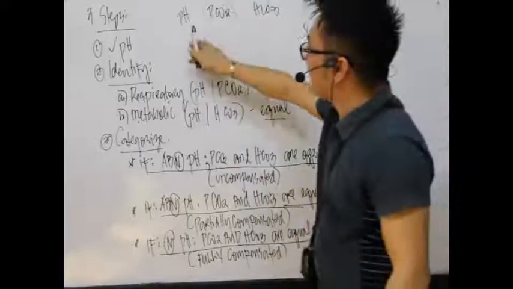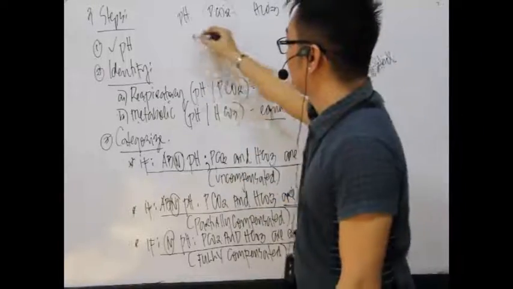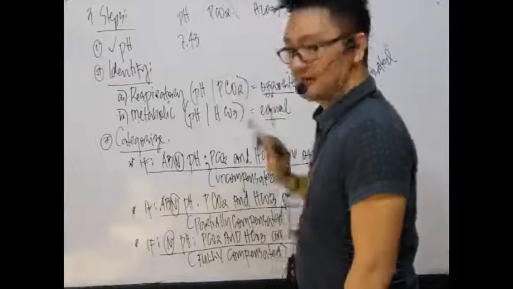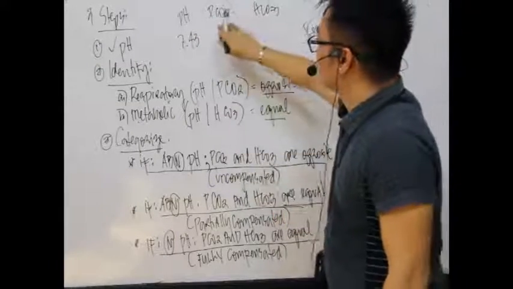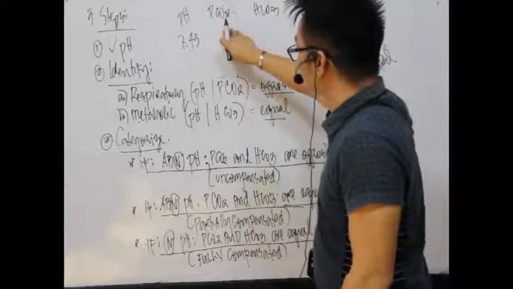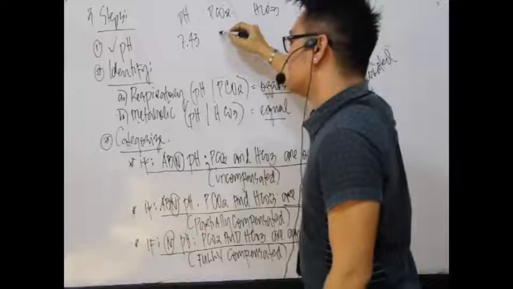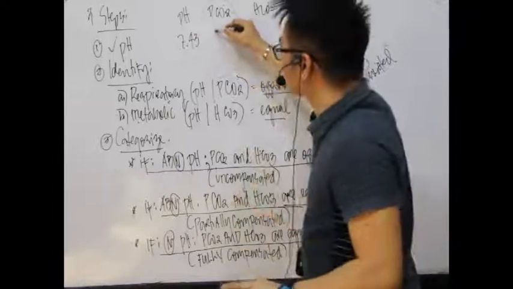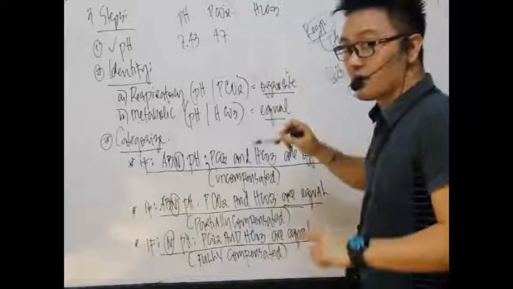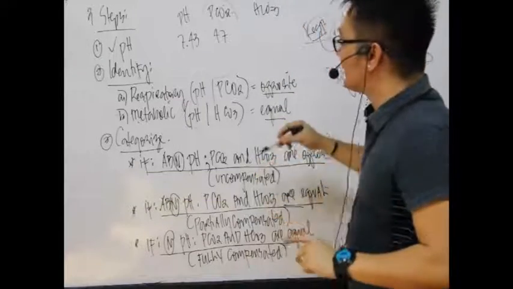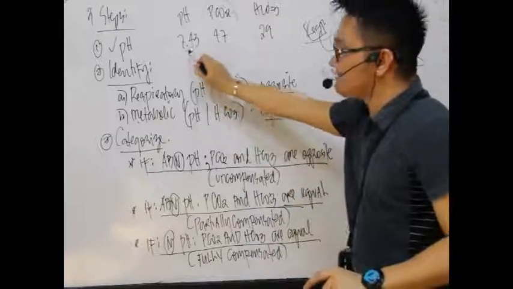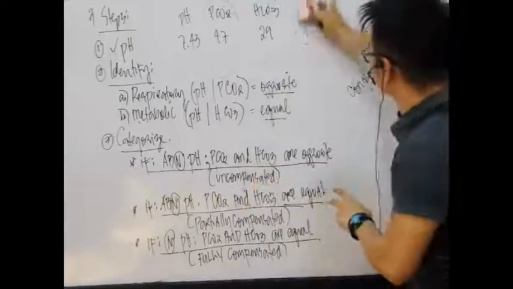Let's say that the pH is 7.43. Okay? The PCO2 is, normal is 35 to 45, let's say it's 47. Okay? The bicarbonate normal is 22 to 26, let's say it's 29. Let's identify. Let me erase this first.